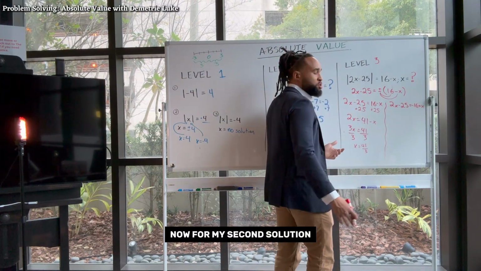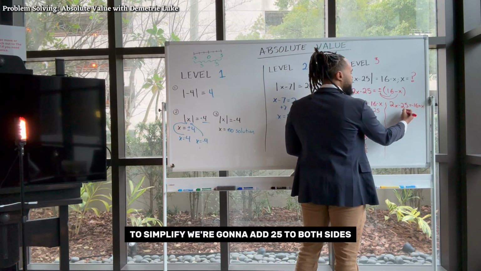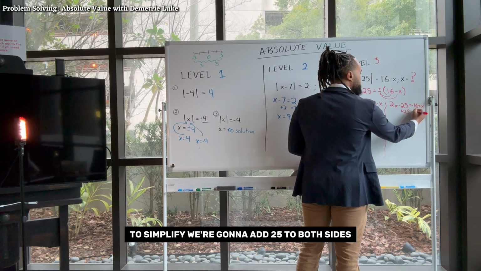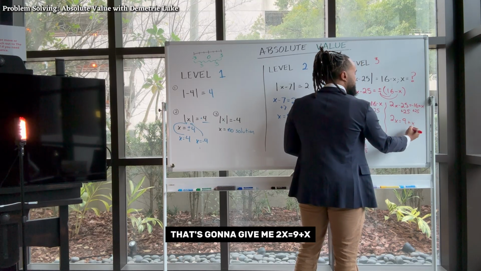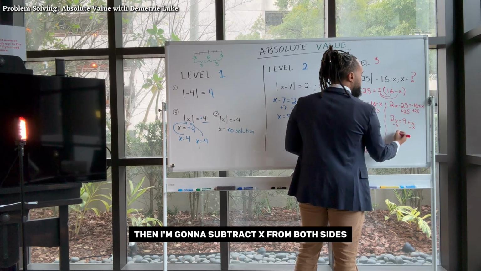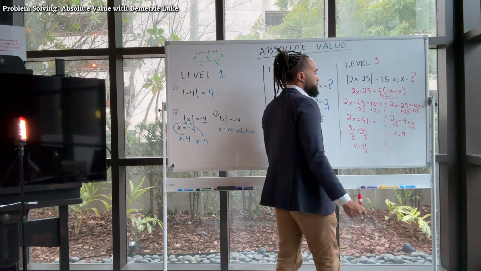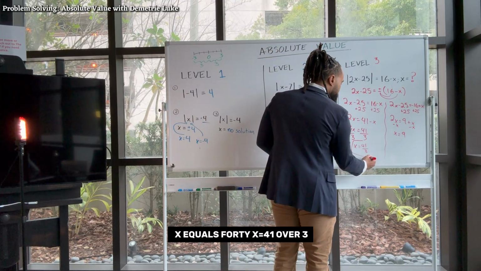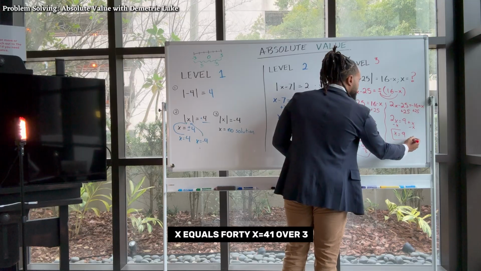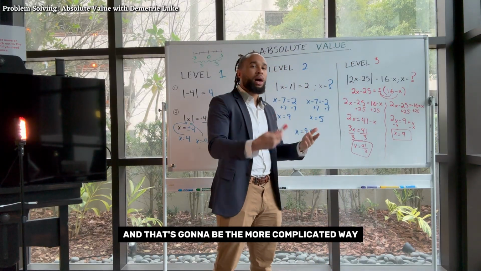Now, for my second solution, I'm going to follow a similar order of operations. To simplify, we're going to add 25 to both sides. That's going to give me 2x equals 9 plus x. Then I'm going to subtract x from both sides. And so x is going to equal 9. And so my two solutions are going to be x equals 41 over 3 and x is going to equal 9. And that's going to be the more complicated way.